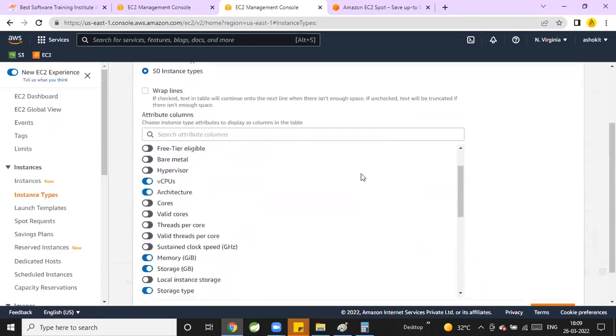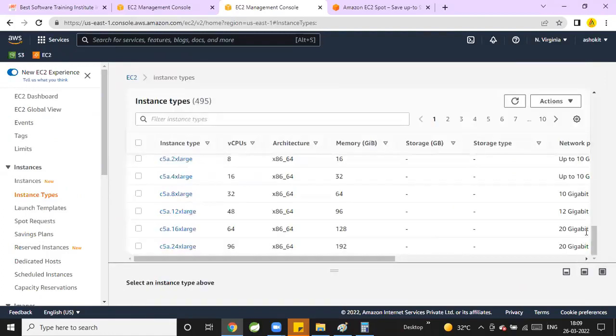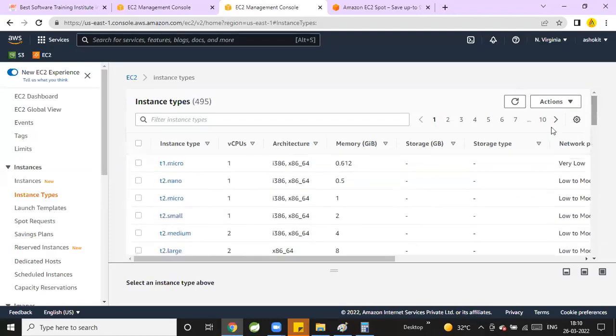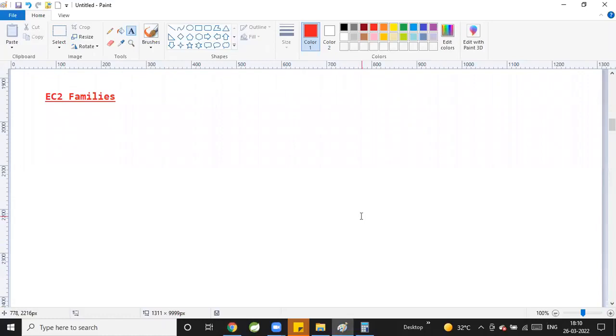Page size, I want to go for 50 instances. 50 instances are displaying. So now EC2 instance families are available, guys. There are several families available in EC2. A family member is an instance type. General instances are available. EC2 families include general instances, memory instances, CPU instances, storage instances, and GPU instances.